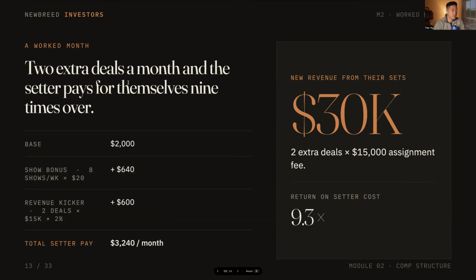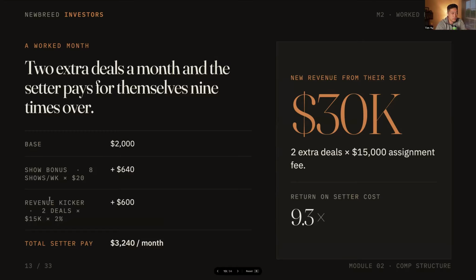So here's some quick math in case you're like, damn, I'm paying these guys a lot of cash. Here's the thing, 2 extra deals a month. If you have no setter right now, the goal is to bring at least 2 extra deals a month, and the setter pays for themselves 9 times over. Here's the math. If I'm paying you $2,000 a month and you have 8 bookings, so 8 appointments set at 20 bucks, they're getting paid an extra $640.